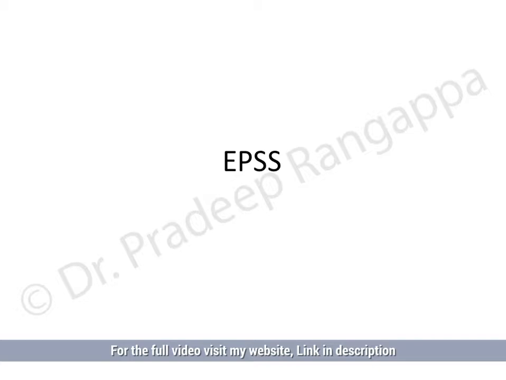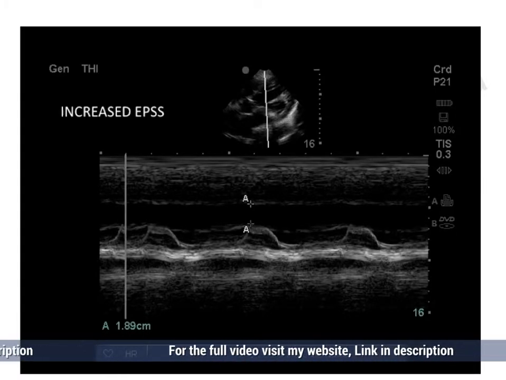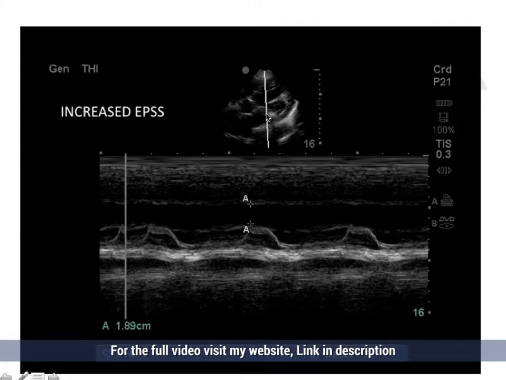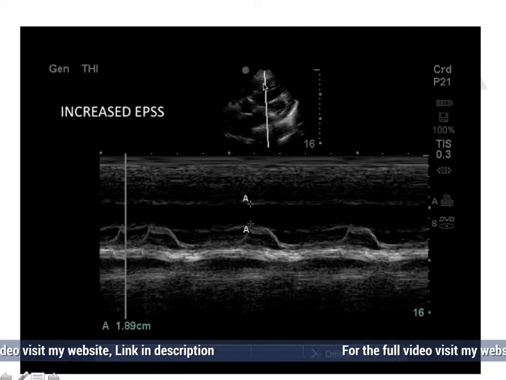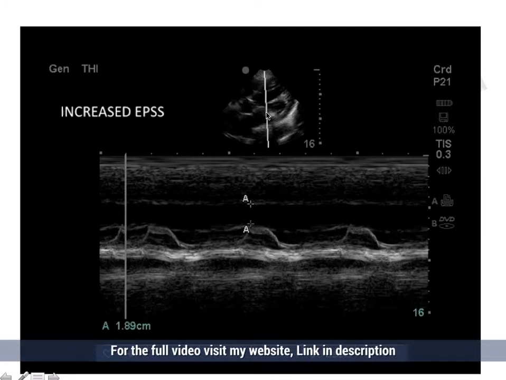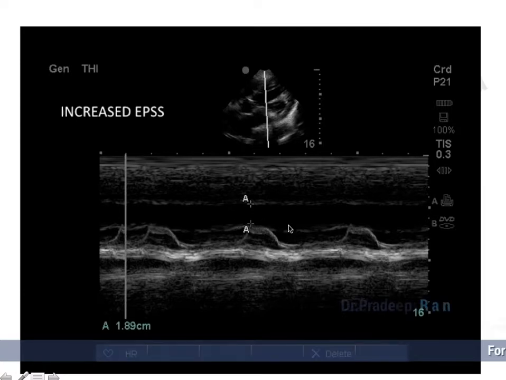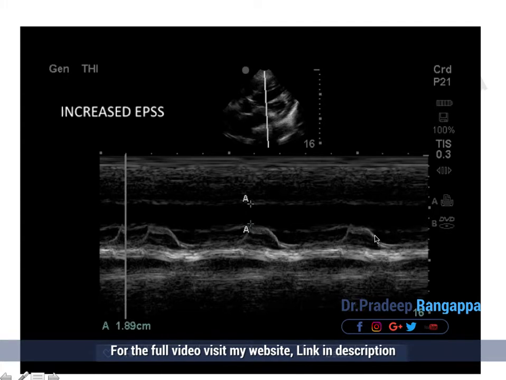So EPSS is simply E point septal separation. So that is what it is. So it's a very simple tool. So basically you do a parasternal long axis and put a cursor at the distal end of the mitral valve cusps and then put an M mode. So when you put an M mode, you get an image like this, which is a mitral valve excursion. So then you would look at the distance of this mitral valve excursion to the LV wall. So that is what is quantified as E point septal separation.